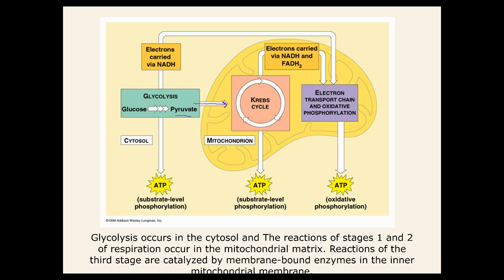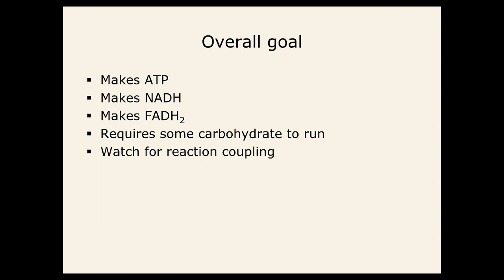Okay? All right. So the overall goal of citric acid cycle is to make ATP, make NADH, and make FADH2. Now, I would also tell you at the end of this discussion, we're going to see how important citric acid cycle is to other pathways. So it goes just beyond this idea on this slide. So we'll pull it together at the end.